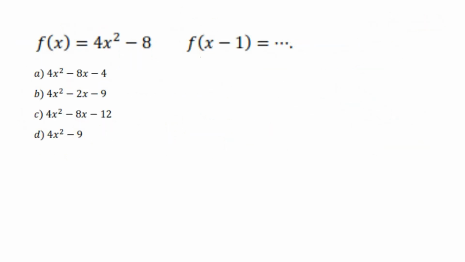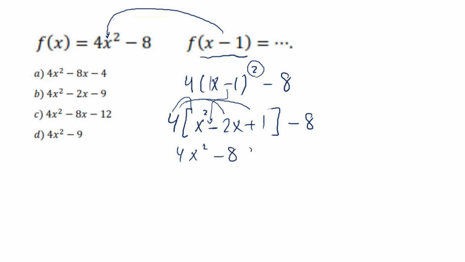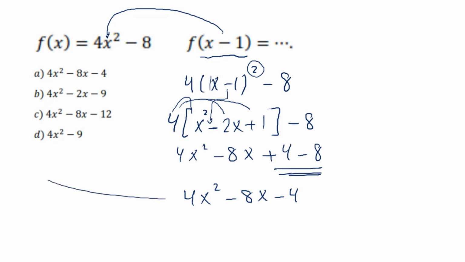To find f of x minus 1, it means that I'm going to replace this x with x minus 1. So it's 4 multiplied by x minus 1 squared minus 8. Any bracket to the power of 2 gives me 3 terms: first square, last term square, and if this sign is minus, I put it down, first by second by 2. So x by x is x squared, 1 by 1 is 1, and 2 times x times 1 is 2x, minus 8. Let's expand it, distribute the 4. So it's 4x squared minus 8x plus 4 minus 8. Positive 4 and negative 8 is negative 4. So the answer is A.